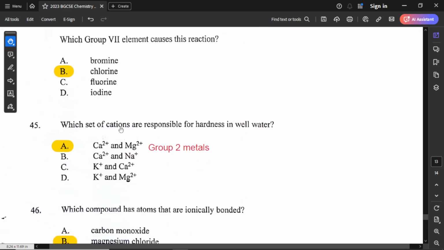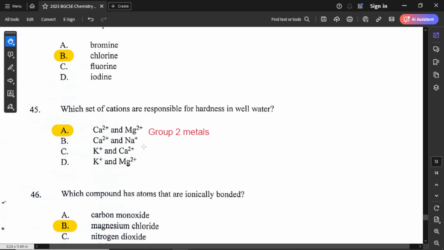45. Which set of cations are responsible for hardness in well water? Generally, group 2 elements will react with water and make water hard. And so calcium ion and magnesium ion, they are group 2 metals.